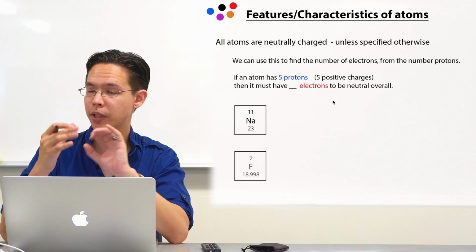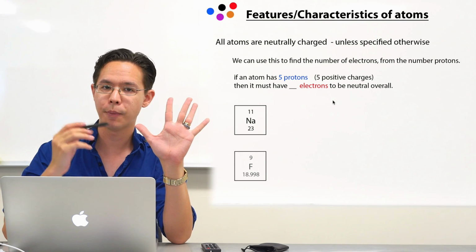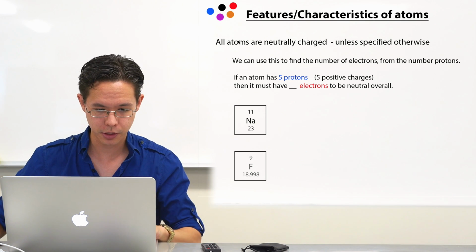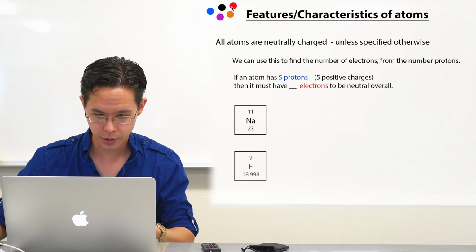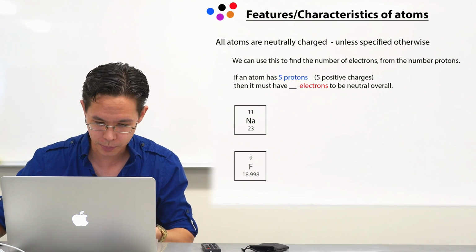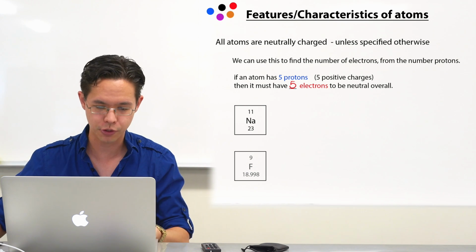If I'm looking at element number 5, that means it's got 5 protons. How many electrons will I have to have? 5 electrons. Very simple thing to do, and also an essential skill to be able to demonstrate on a test. So, 5 protons, therefore 5 electrons.